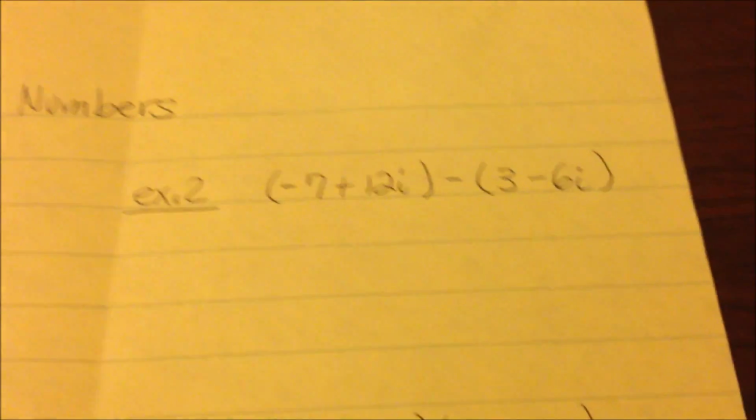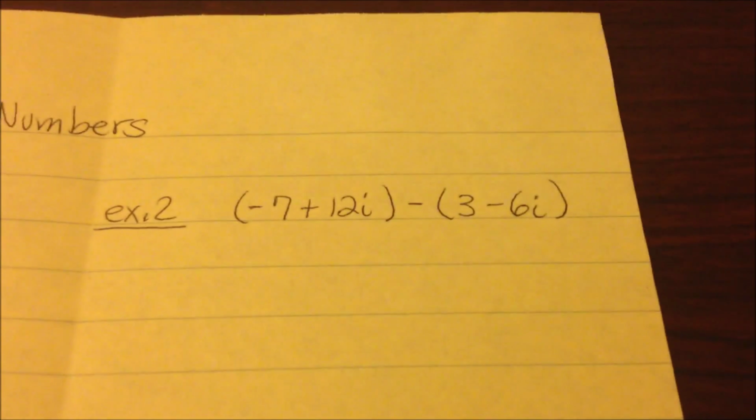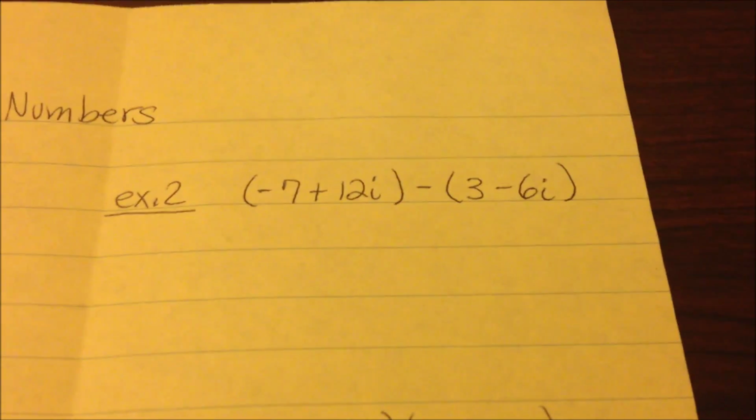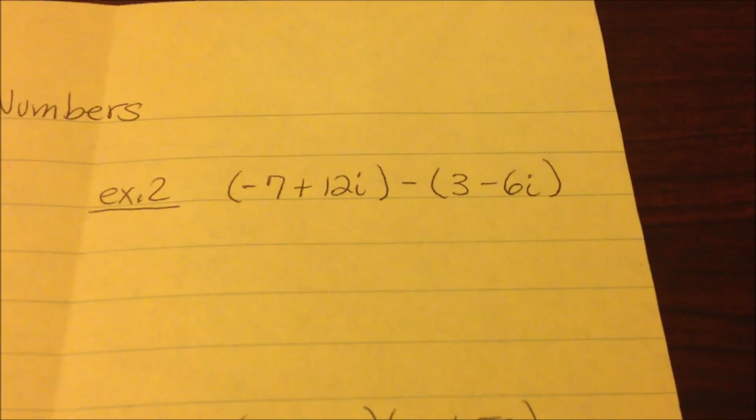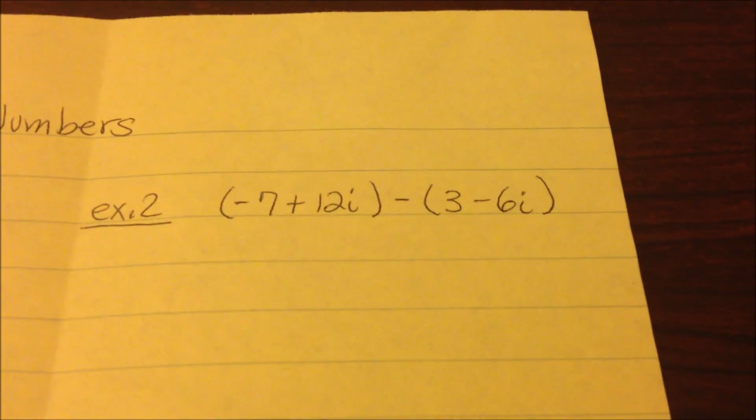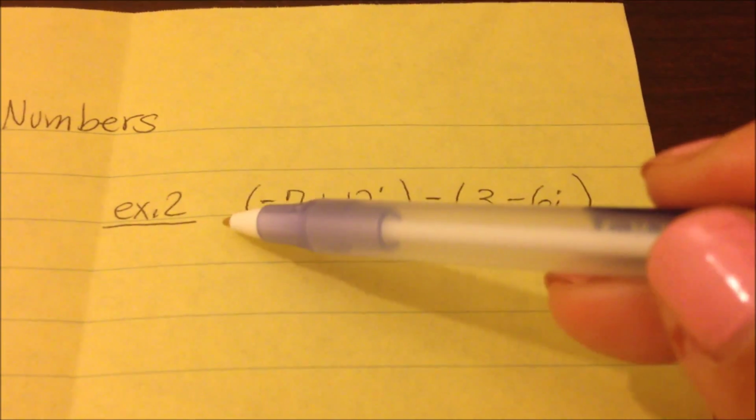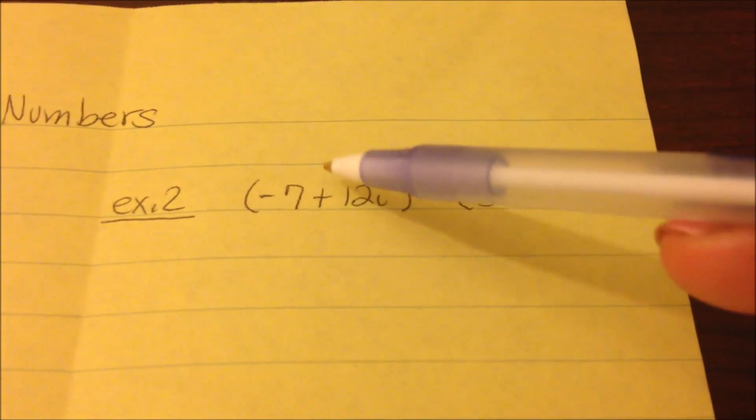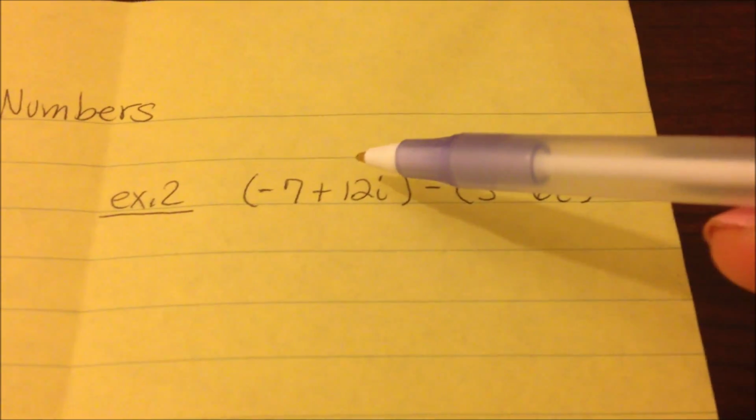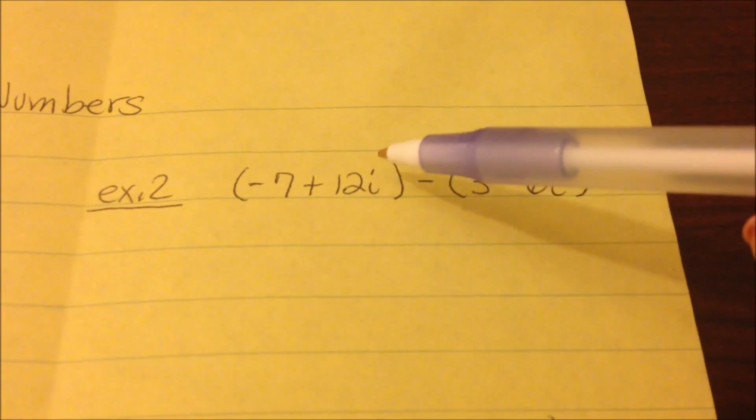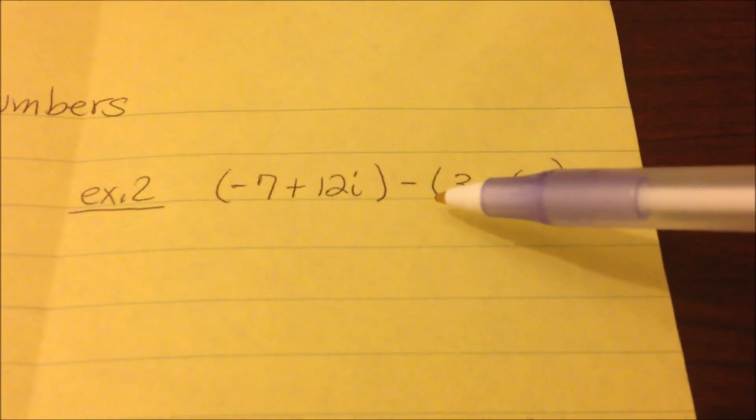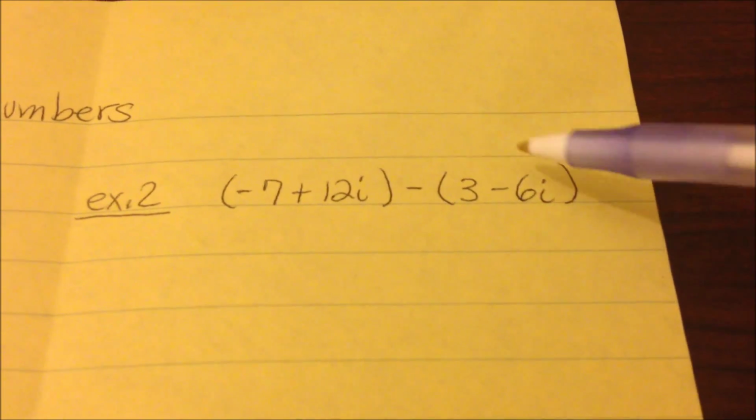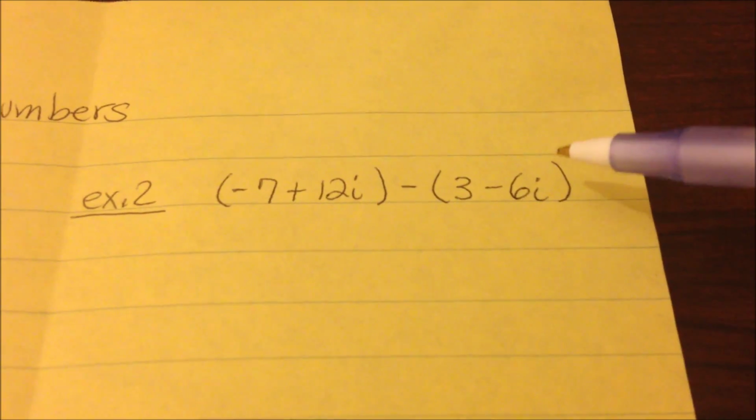Okay, let's try example 2. So example 2 is we have two parentheses. We have negative 7 plus 12i in the first parentheses, and then minus parentheses 3 minus 6i. The purpose of this is to distribute so we could drop parentheses. In this case, the coefficient that we have right here is an imaginary 1, positive 1. If I distribute the 1 into each part of this parentheses, it's not going to affect the value of this right here, so I can actually drop the parentheses from here. But on this negative, if I distribute it to the second part of the parentheses, it will affect our sign, so we will have to do that after we have dropped the parentheses.